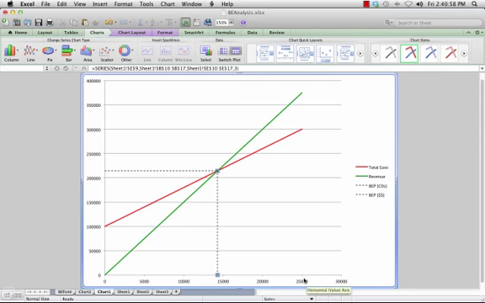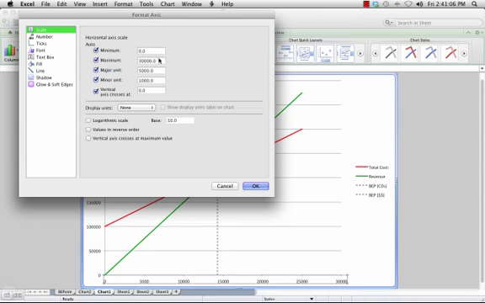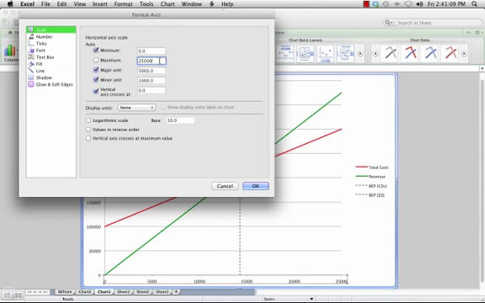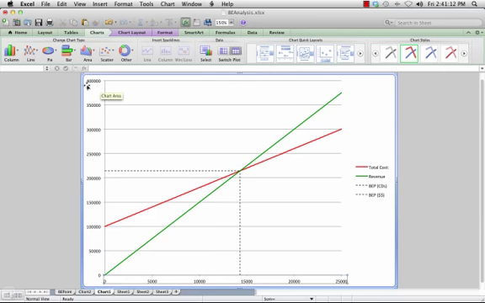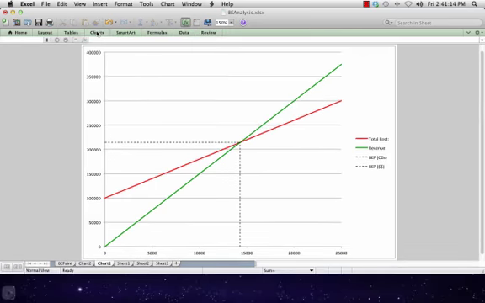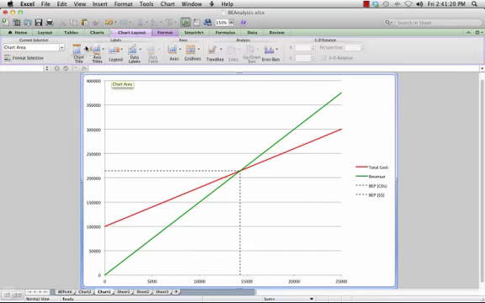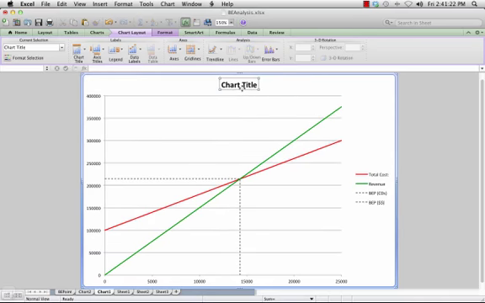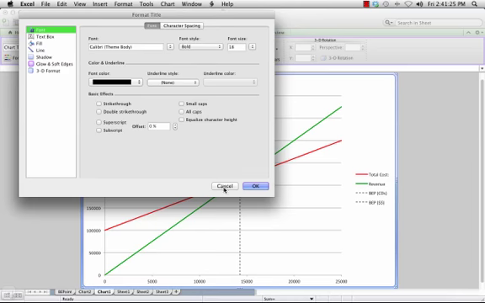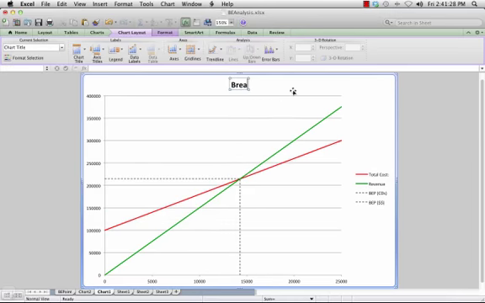Now you'll note that this axis, we said 25,000 was our maximum, and Excel in its brilliant wisdom decided to make the maximum 30,000. So let's change that and just have this at 25,000. That's good. Now our chart doesn't have any titles, so if we go charts and chart layout, we can add a title, something meaningful. Break even analysis. There we go.